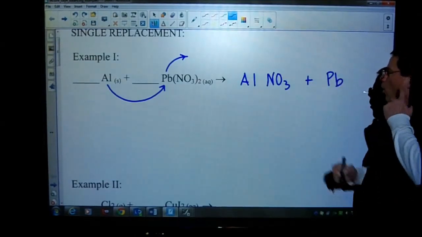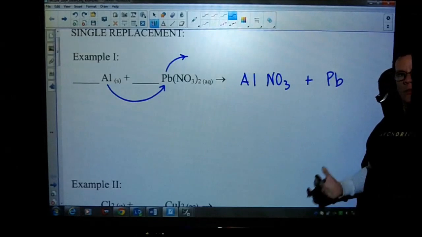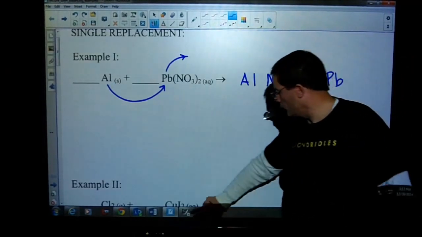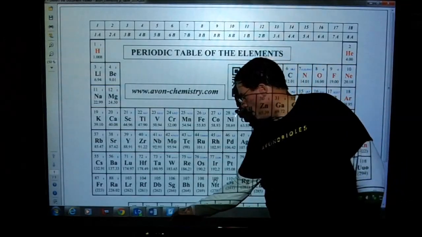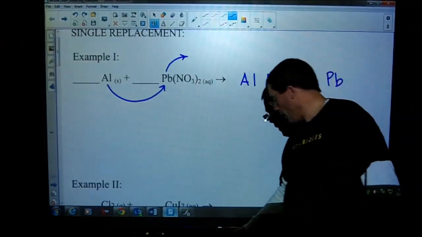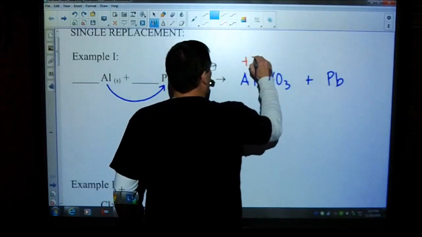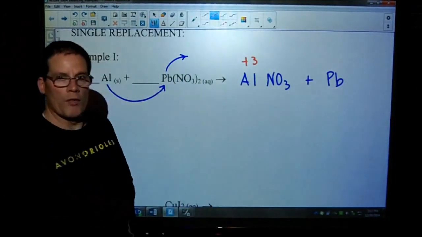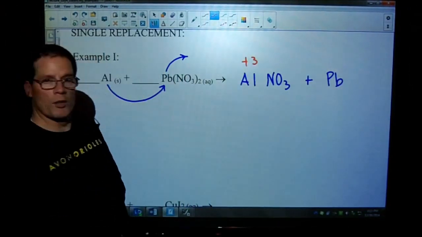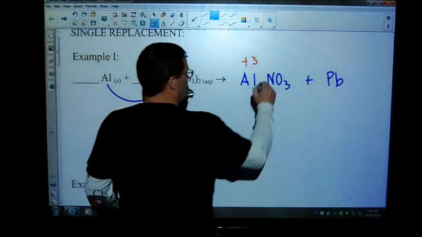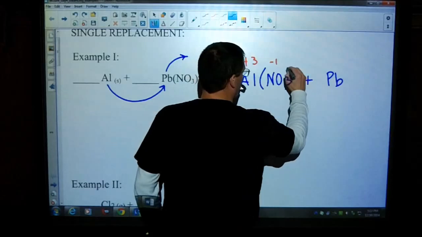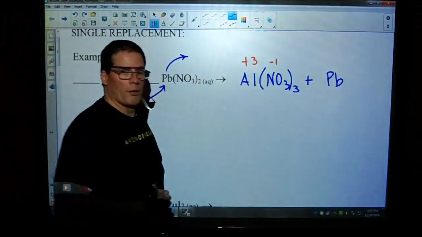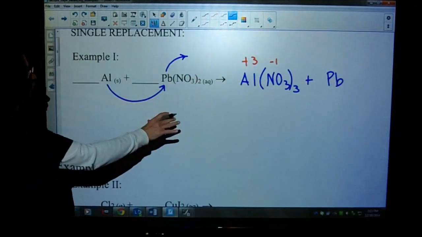Okay. Now, once we form a new compound, realizing that it's an ionic compound, we have to check for charges. So aluminum has a +3 charge. So if aluminum has a +3, you have to remember what the charge on the nitrate is. You've had a couple days to refresh your memory on the polyatomics. So nitrate is a -1 charge, which means that we need 3 of those total. So you need to put parentheses around that. So the formula is balanced.